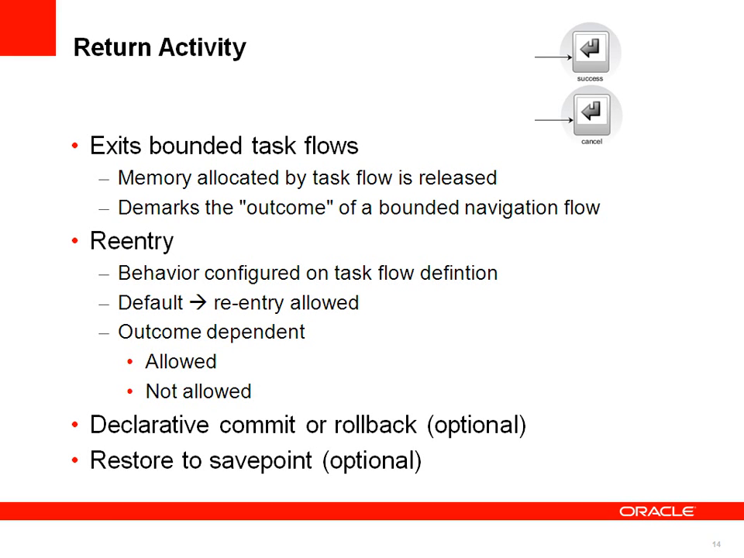The return activity is important because every bounded task flow, unless you want to have it running infinite, needs to have some form of exit criteria. And the exit criteria is identified by the return activity. You navigate to the return activity, and based on what the configuration of the return activity is, it might just return from the bounded task flow, just providing an outcome that determines the further navigation in the calling task flow, or it may roll back a transaction, commit a transaction. That's all depending on the configuration there.